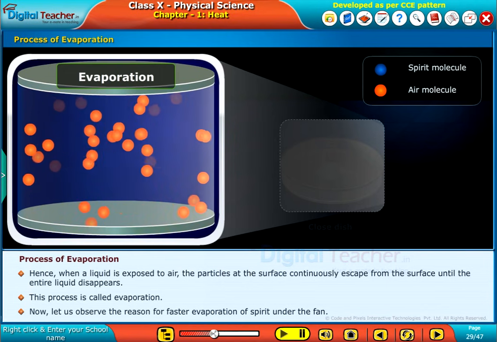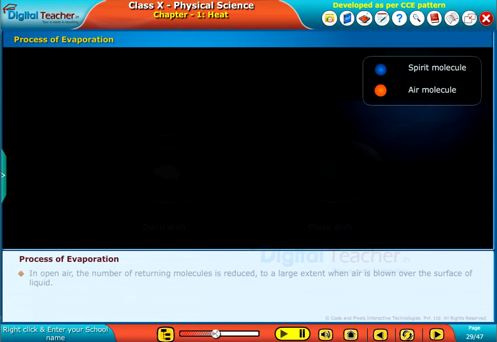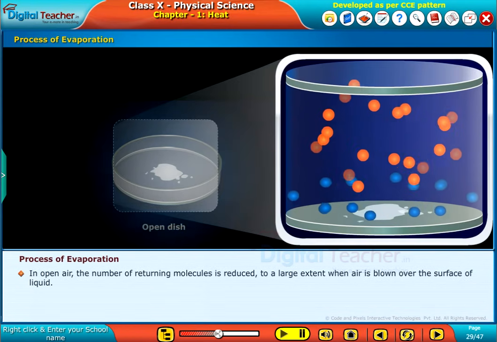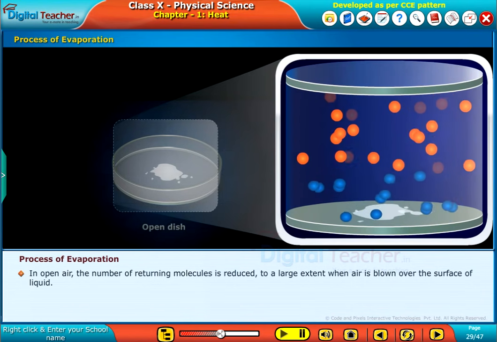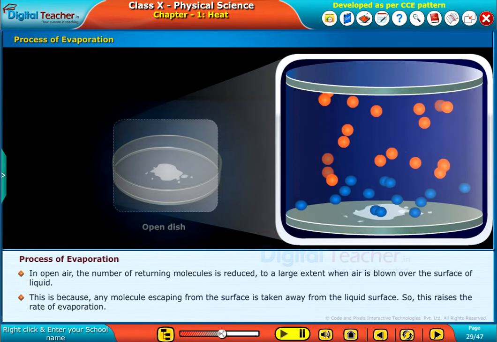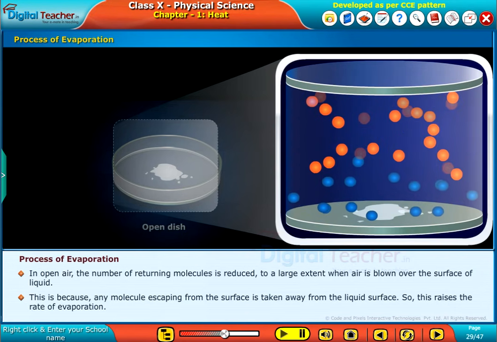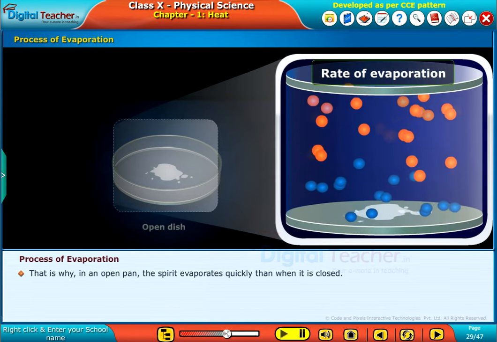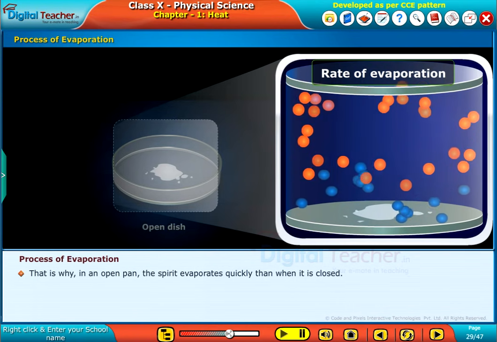Now, let us observe the reason for faster evaporation of spirit under the fan. In open air, the number of returning molecules is reduced to a large extent when air is blown over the surface of liquid. This is because any molecule escaping from the surface is taken away from the liquid surface, so this raises the rate of evaporation. That is why in an open pan, the spirit evaporates quicker than when it is closed.